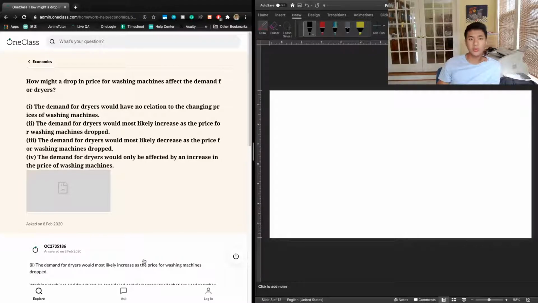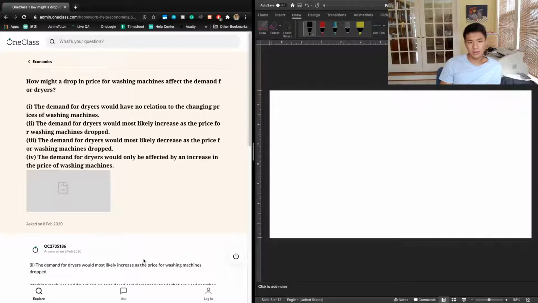And so once we identify that relationship, the next step becomes predicting how a price drop for washing machines will affect a complement good. So, let's break this down. If the price drops for washing machines, what happens to the quantity demanded for washing machines? Well, the quantity demanded for washing machines will definitely go up, right? The law of demand tells us that when price goes down, quantity demanded goes up. Okay. So quantity demanded goes up for washing machines.